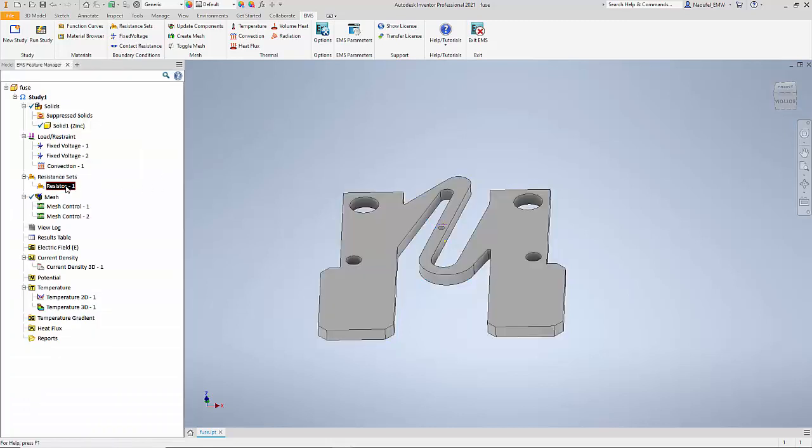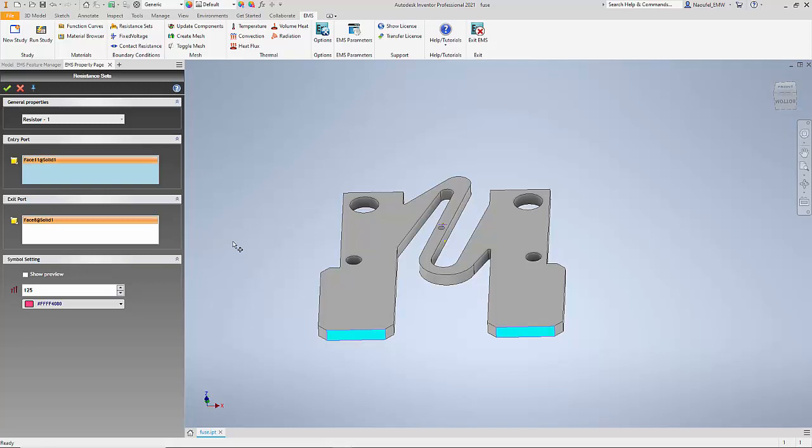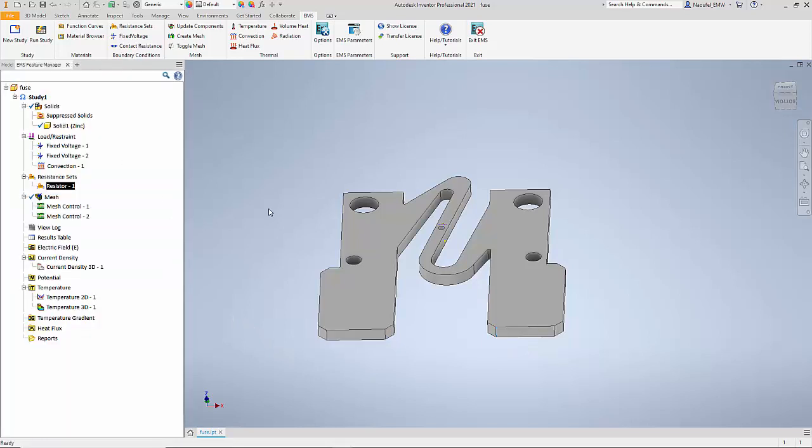One can also ask EMS for Inventor to compute the effective resistance of such a structure. So here I have requested the program to compute a resistance between the inlet and the outlet face. So now the setup of the automotive fuse simulation is complete. Now we can take a look at the results.